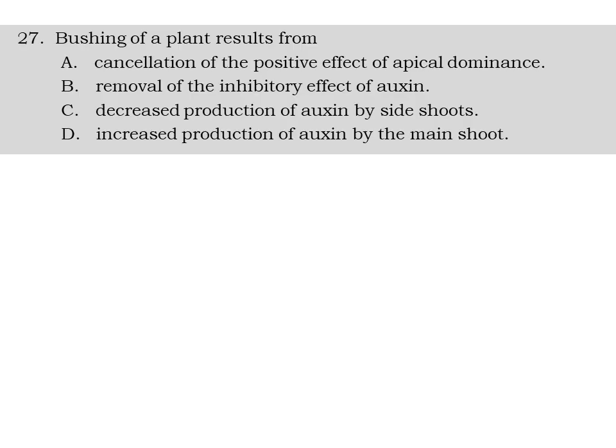Okay, question number 27. A bushy plant results from A, cancellation of positive effect of apical dominance, B, removal of inhibitory effect of auxin, C, decreased production of auxin by side shoots, D, increased production of auxin by main shoots. The answer is A, cancellation of positive effect of apical dominance.